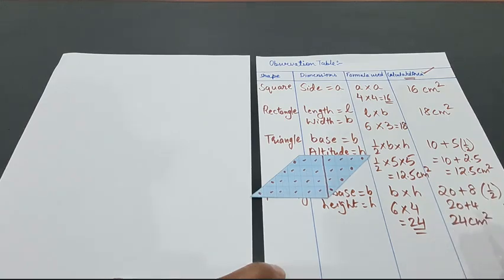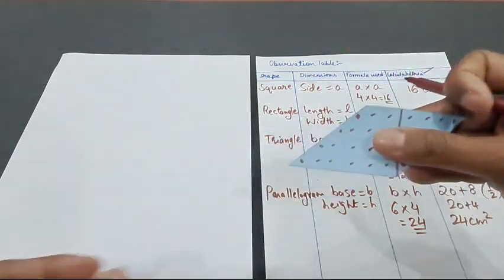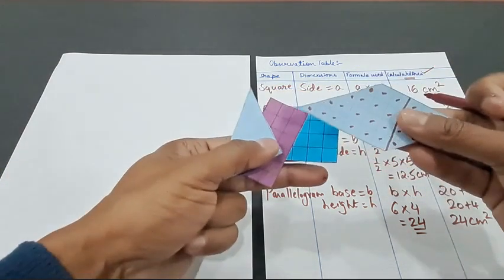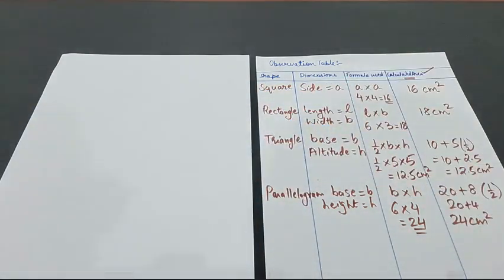So I have verified this using 4 different figures. You can take up some different figures apart from these 4 to complete this activity and fill up this observation table.